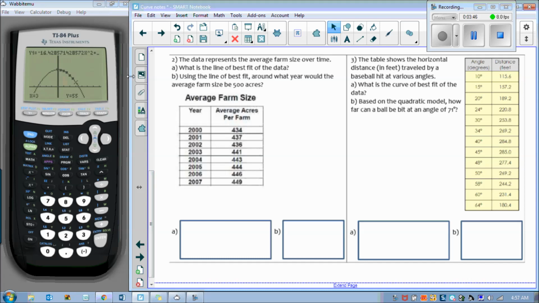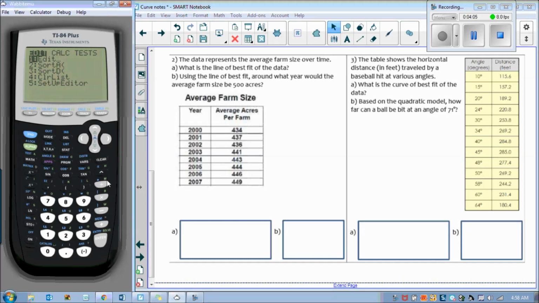That's why this is not going to be a curve of best fit. The first question kind of tells you it's not going to be a curve. It's saying, what is the line of best fit? This is a proportional relationship. As the years go up, the acres go up. So it's not going to go up and then come back down like a curve of best fit. It's just going to be a line of best fit.